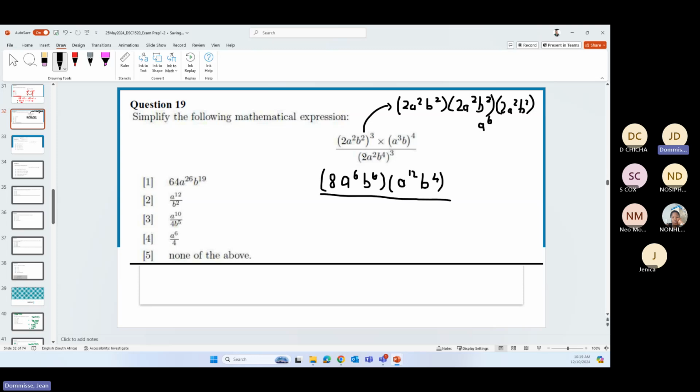And then at the bottom, okay, strange. So it's again 2 times 2 times 2, which is 8. a to the power of 3 gives you a6. b, 4 times 3 is b12. Okay, so the first thing I will see is the 8 and 8 cancels out, so that won't be our answer.